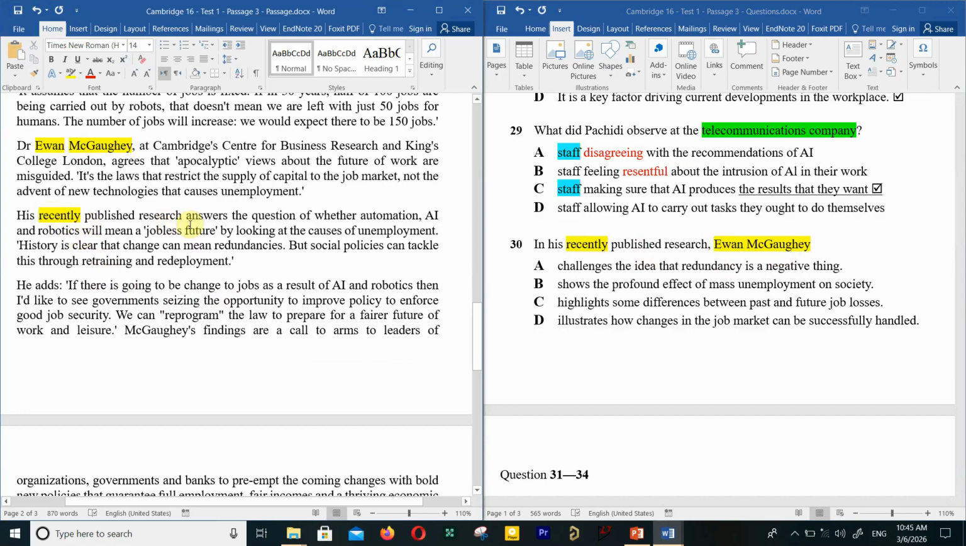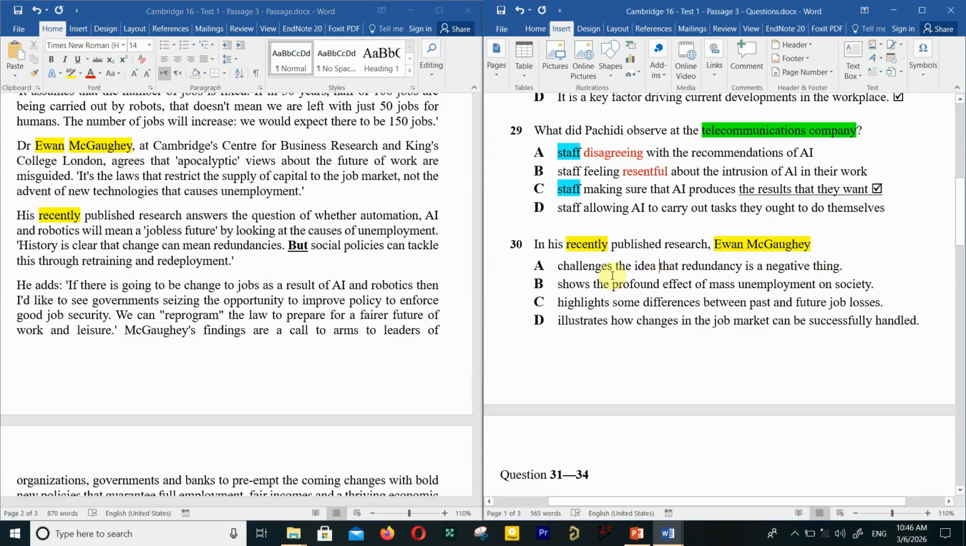His recently published research answers the question of whether automation, AI, and robotics will mean a jobless future by looking at the causes of unemployment. History is clear that change can mean redundancies, but social policies can tackle this through retraining and redeployment. Again, important vocabulary to notice. But, after a but, social policies can tackle this through retraining and redeployment.